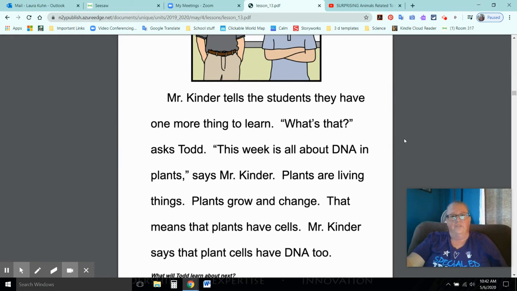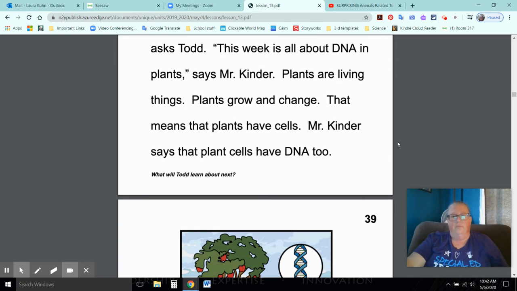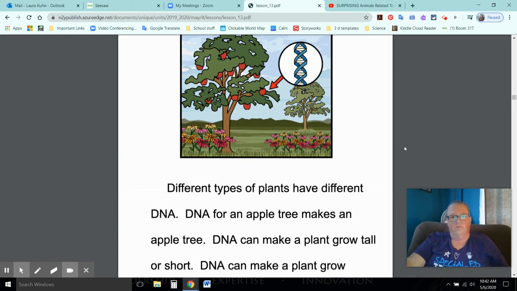Mr. Kinder tells the students they have one more thing to learn. "What's that?" asked Todd. "This week is all about DNA in plants," said Mr. Kinder. "Plants are living things. Plants grow and change. That means that plants have cells." Mr. Kinder says that plant cells have DNA too.